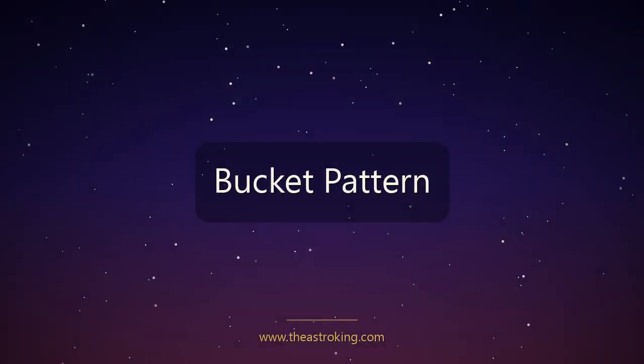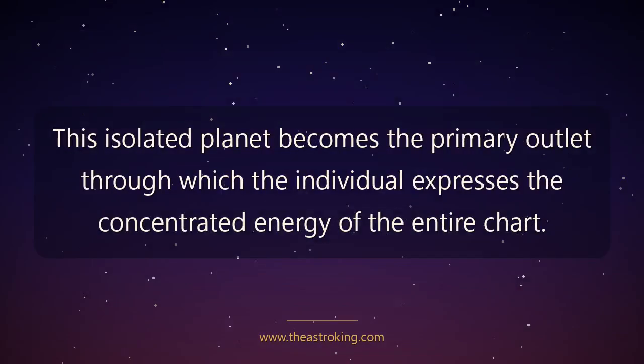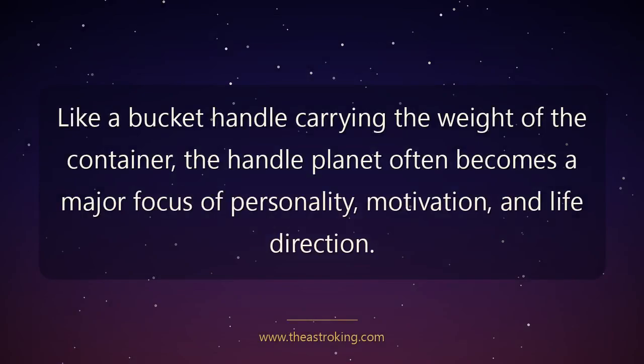Bucket pattern. The bucket pattern is a distinctive planetary distribution pattern in Western astrology where most planets are gathered within one half of the birth chart while a single planet stands apart as the handle. This isolated planet becomes the primary outlet through which the individual expresses the concentrated energy of the entire chart. Like a bucket handle carrying the weight of the container, the handle planet often becomes a major focus of personality, motivation, and life direction.